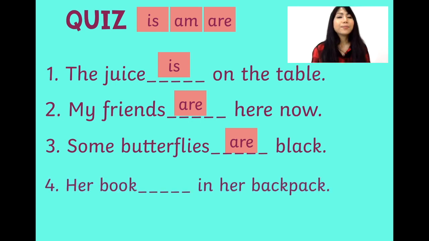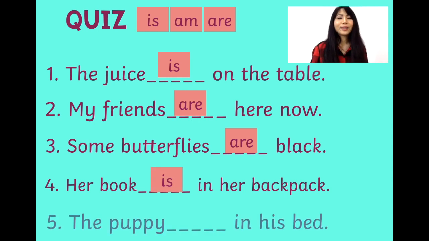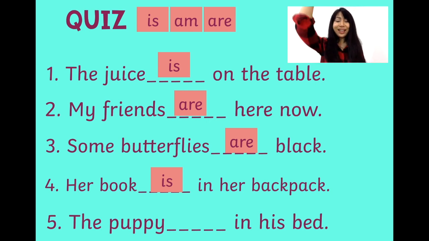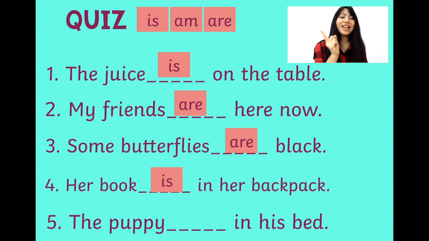Number 4, her book. See, no S. So it's going to be only one book. Her book is in her backpack. Number 5, the puppy. See, no S. So there is only one puppy, right? So the puppy is in his bed.